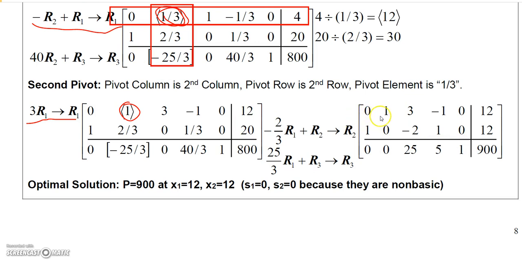Now you can see the 1, 0, 0, so X2 entered, and the 0, 1, 0, X1 entered on the first pivot, and then X2 entered on this pivot, and the P will never exit. It'll always be a basic variable.